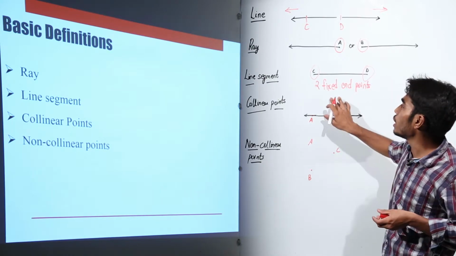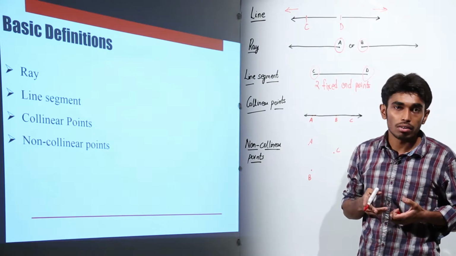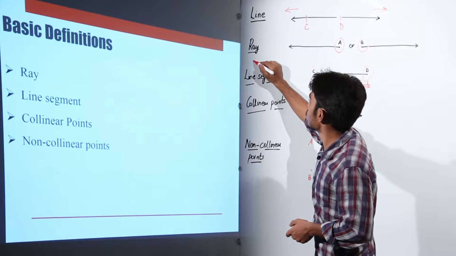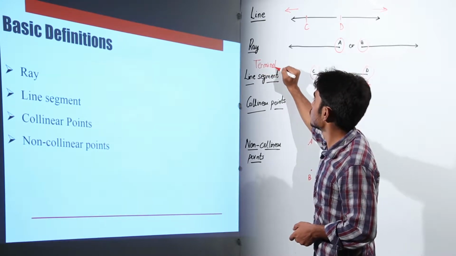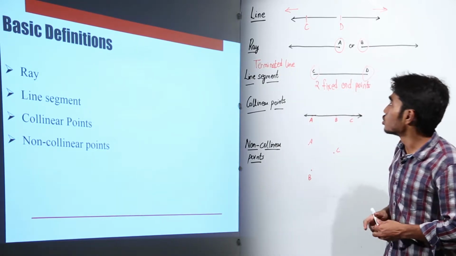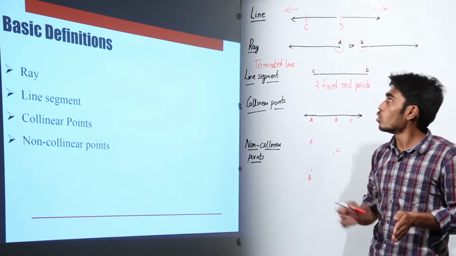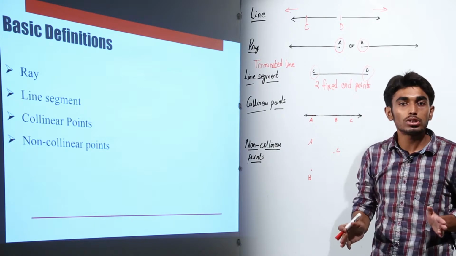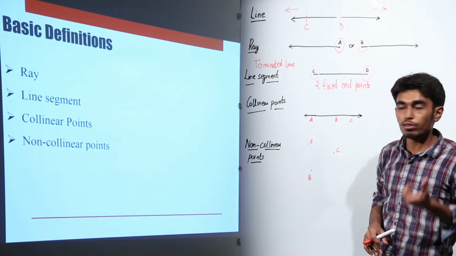In Euclid's geometry, this line segment was called a terminated line, right? So now we know what a line is. When we try to fix one point on a line, we get a ray, right? When we try to fix both the endpoints on a line, we get a line segment. The length of a line segment is defined, right?